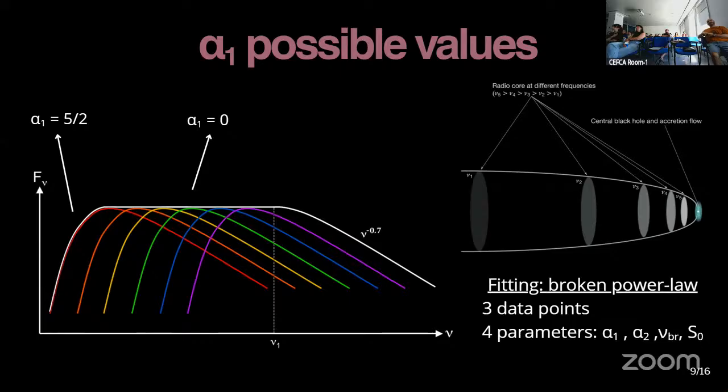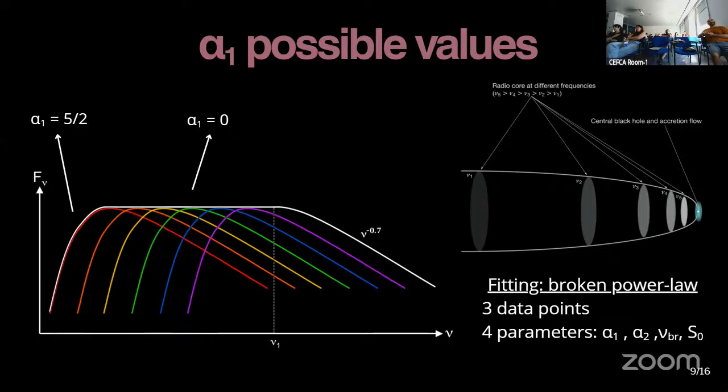Well, we are going to fix alpha 1 to 2 possible values that are extreme cases. The first one is 5/2, which corresponds to this slope, that is basically the self-absorbed synchrotron slope, and a flatter slope equal to 0, for various of these slopes combined together, right? So this would be an ideal case, and this is a more typical case.